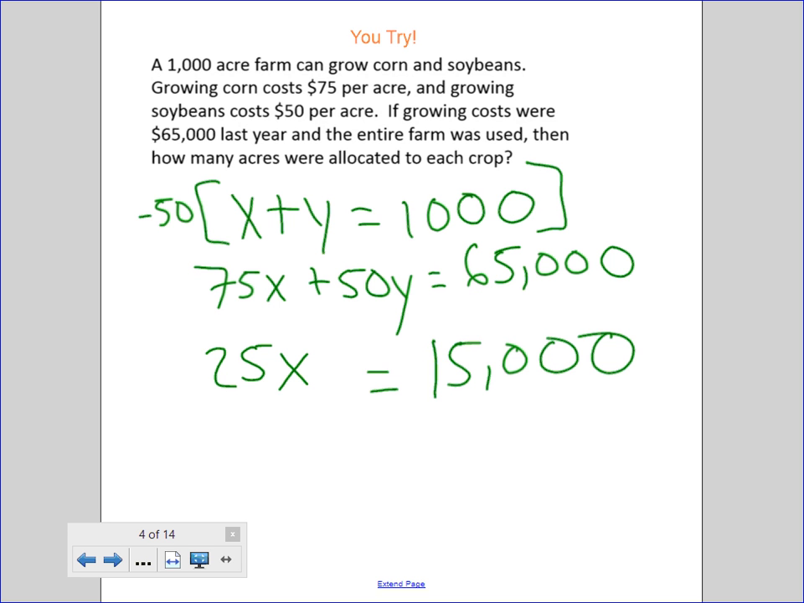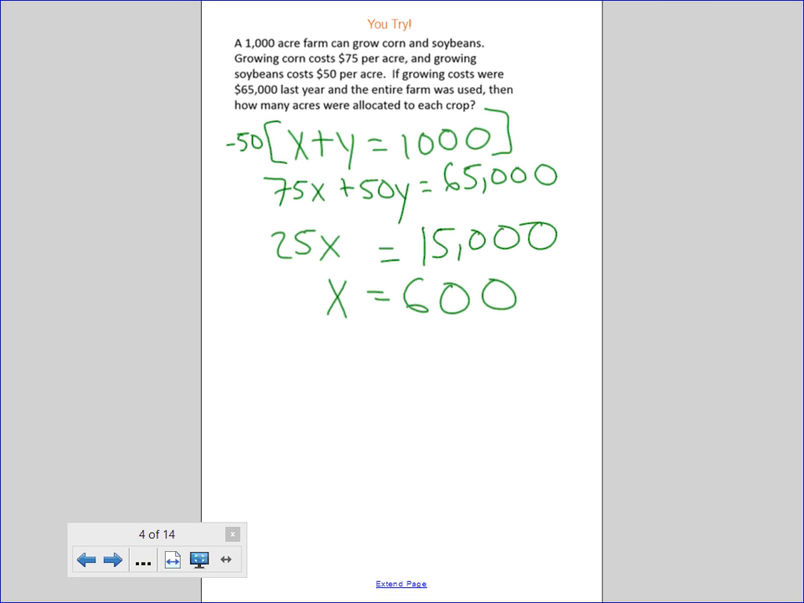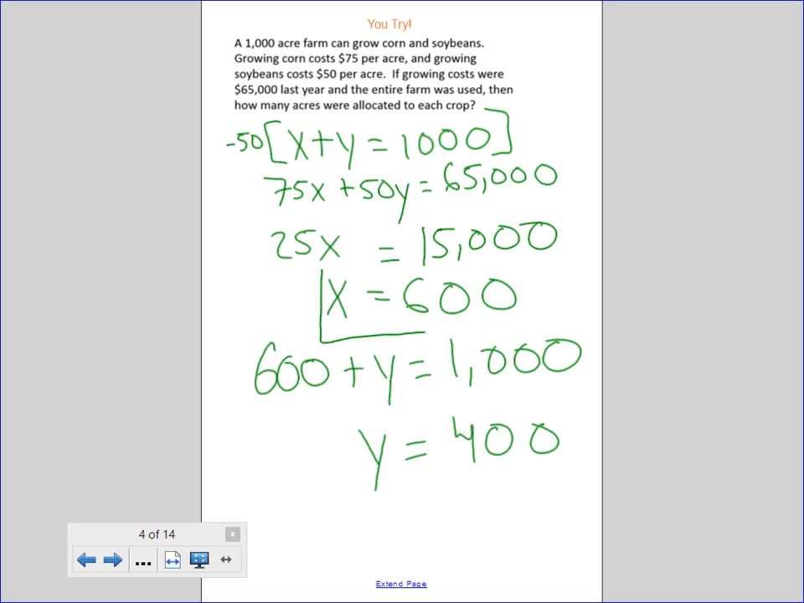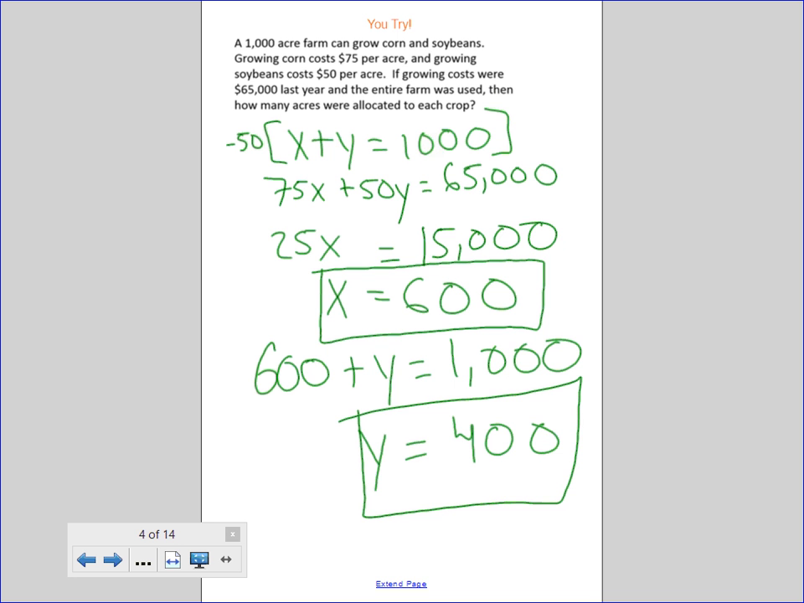So if we do 15,000 divided by 25, we find out that x equals 600. And then I'll plug that into either equation. I'm going to plug it into the top equation. So 600 plus y equals 1,000. I picked the top equation because it's a little bit easier to plug in and solve there. Then I'll subtract 600 from each side, and I get that y is equal to 400. So they grew 600 acres of corn and 400 acres of soybean.